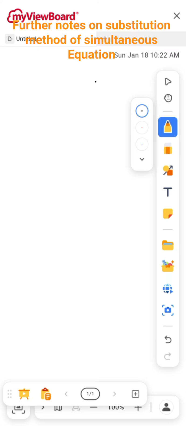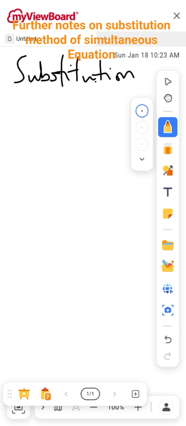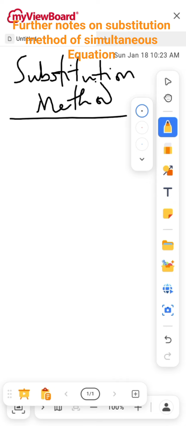I earlier promised that I'm going to record a video on substitution method in simultaneous equation in which none of the variables has the coefficient equal to 1. So how do we go about that when we are confronted with that? The previous one that we did, it was very easy for us to make one of the variables subject of the formula for the fact that the coefficient was 1.